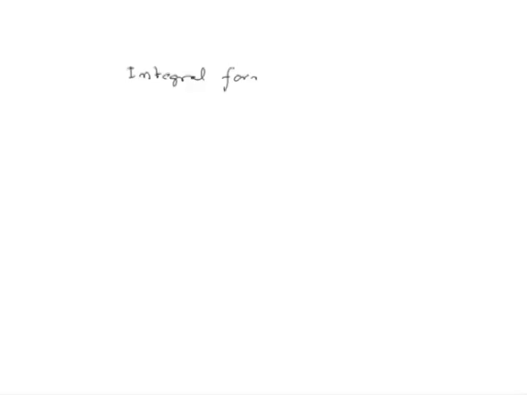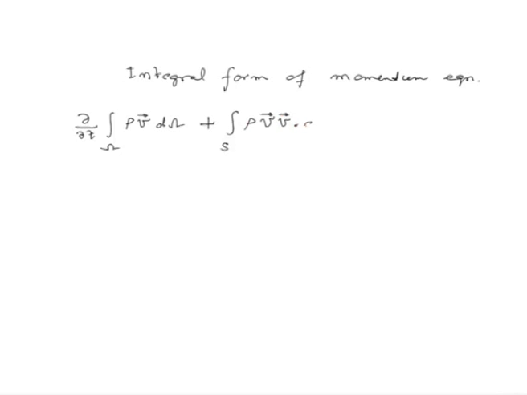So the integral form of the momentum equation. On the left hand side, the first term was a time derivative, del by del t of the integral of rho v d omega, plus we had a surface integral of rho v v dot dA.